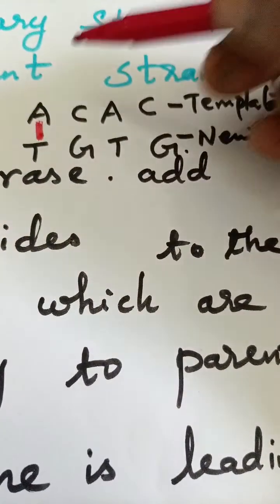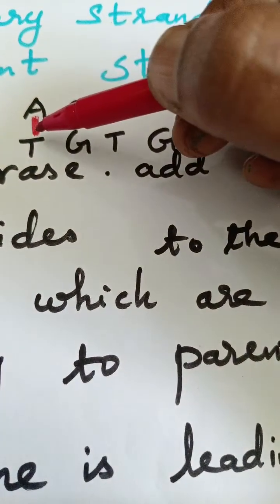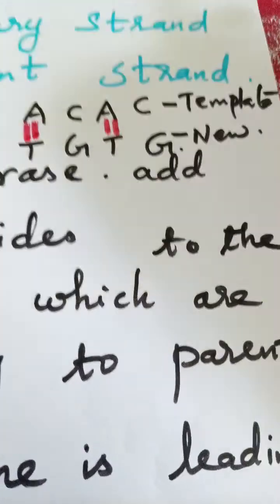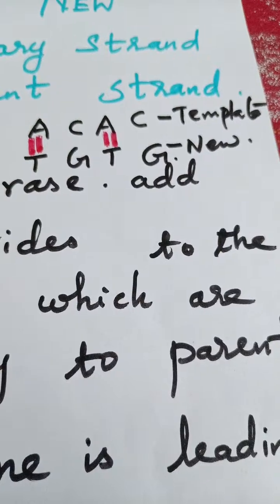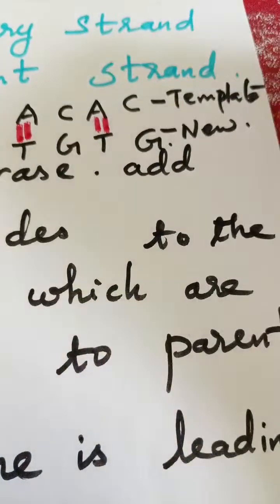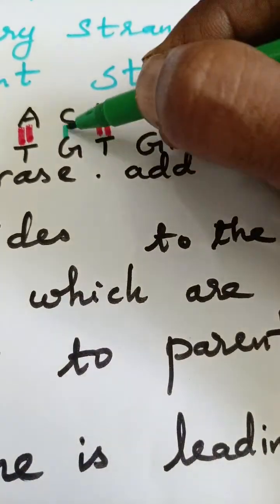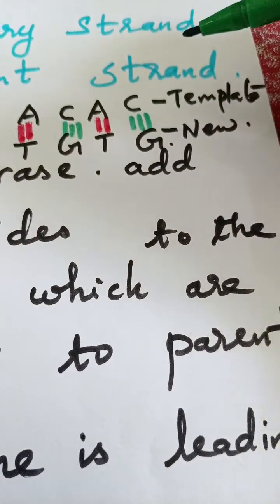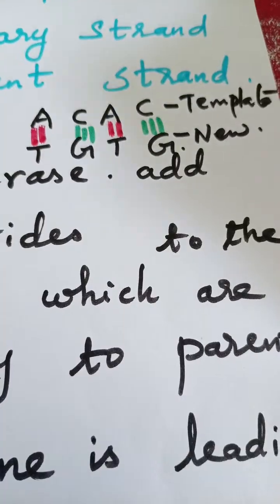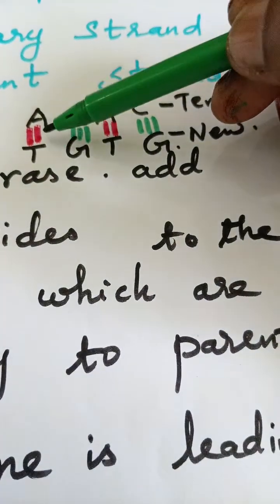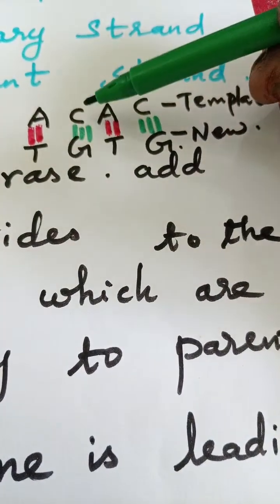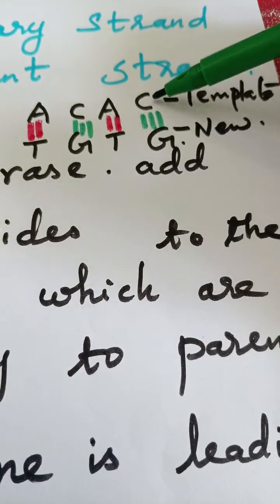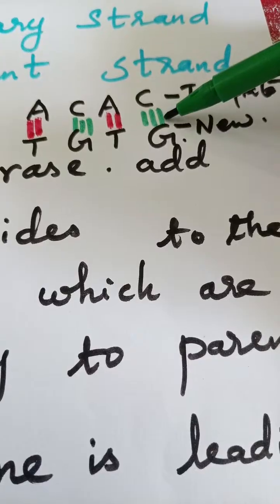So adenine will form a bond with thymine, that is a double bond. Then again adenine, double bond. Then for this one there will be a triple bond. I told you during the study of the structure of DNA how the hydrogen bonds are formed. There will be a double hydrogen bond between adenine and thymine, and a triple bond between cytosine and guanine.